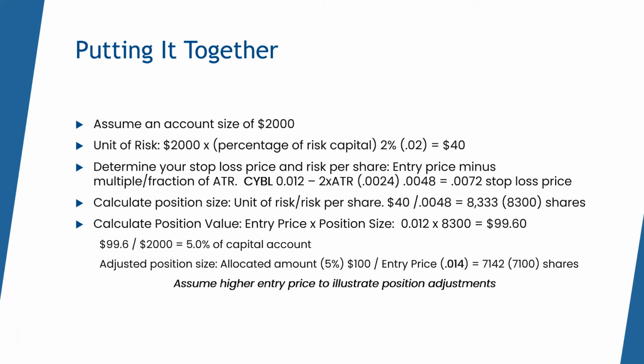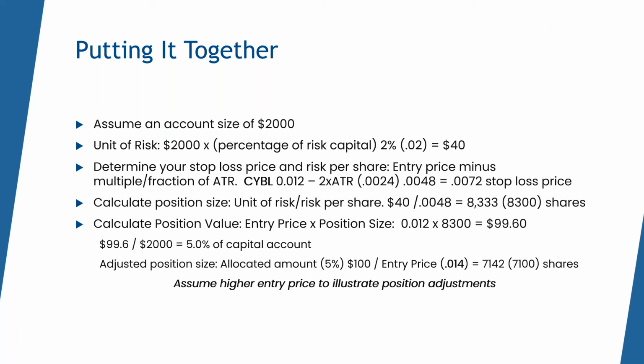So now we have a share size of 8,300 shares, but we've got to see how much that is in position value. So we're going to multiply that by our entry price. So 0.012 times 8,300 equals $99.60. That's the cost of the 8,300 shares. Now, what is $99.60 as it relates back to our capital account? Well, it's approximately 5%, inside of that maximum capital allocation that we said most successful traders use.